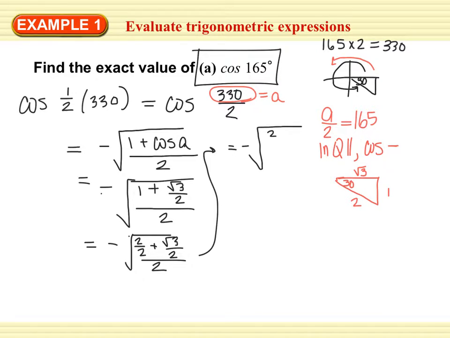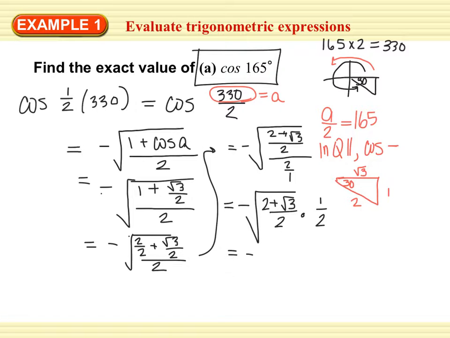That gives me 2 plus root 3 over 2, all over 2 over 1. Remember the warm-up, I did the same thing. I'm going to change that division problem into a multiplication problem: 2 plus root 3 over 2 times 1 over 2.